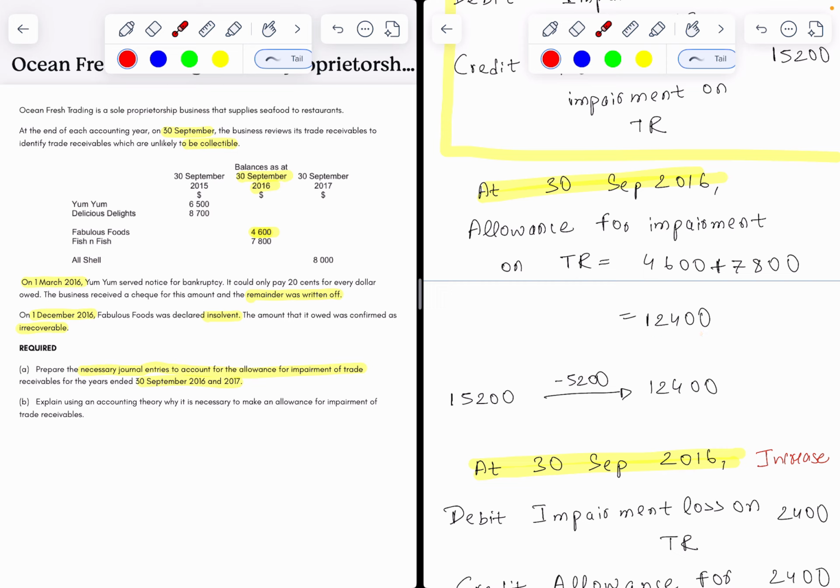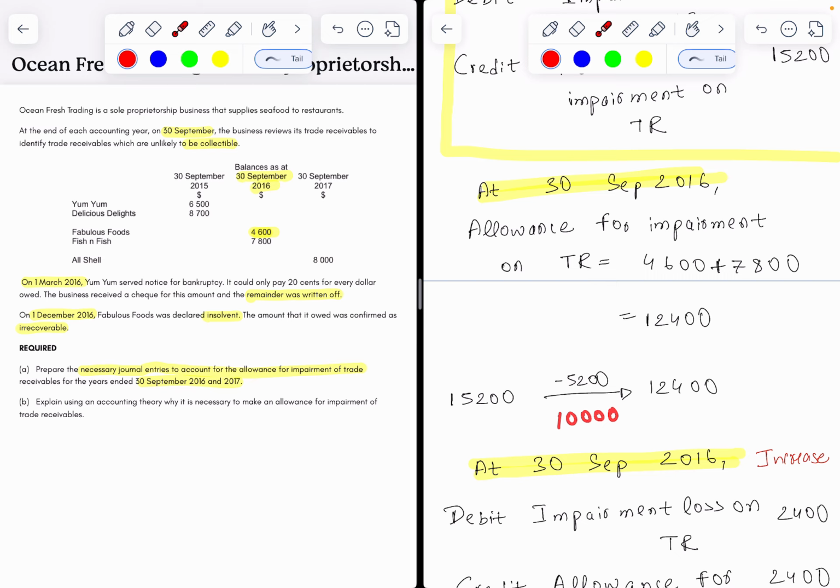Now let's look into the balance that we had at 30 September 2015. At 30 September 2015, we had an allowance of $15,200, which we have created. Along the way, on 1 March 2016, this allowance reduced by $5,200 once Yum Yum confirmed about the bankruptcy and that they can't pay 80% of what they originally owed, which is $5,200, okay? And after that is done, then the balance remaining in the allowance account would be $10,000, right?